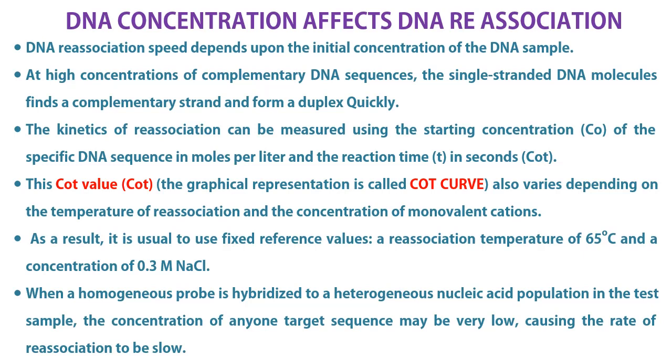This C0t value, the graphical representation of which is called the C0t curve, also varies depending on the temperature of reassociation and the concentration of monovalent cations. As a result, it is usual to use fixed reference values, a reassociation temperature of 65 °C and a concentration of 0.3 M NaCl. When a homogeneous probe is hybridized to a heterogeneous nucleic acid population in the test sample, the concentration of any one target sequence may be very low, causing the rate of reassociation to be slow.